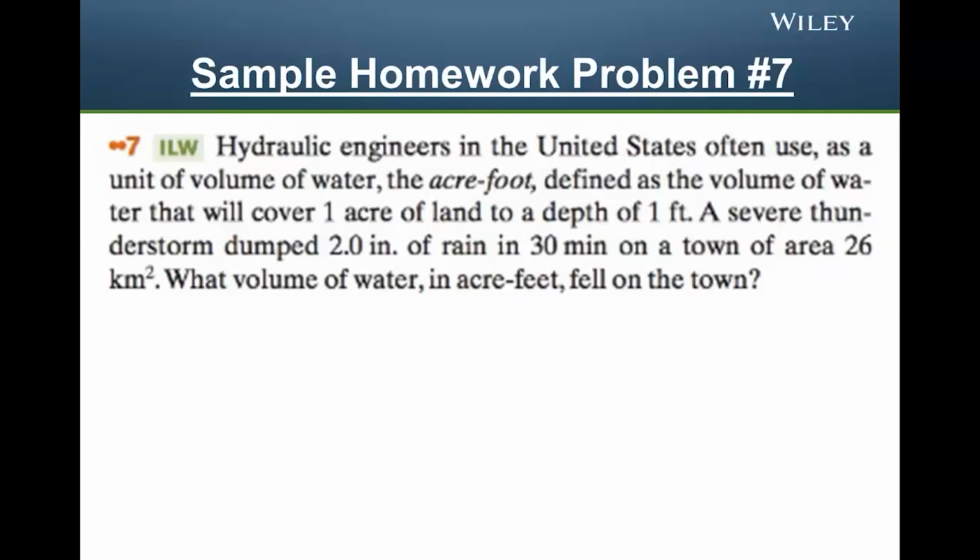Severe thunderstorm dumped 2 inches of rain. A severe thunderstorm, worthless. All you need to know is that we now have 2 inches of rain in 30 minutes. On a town of this, again, the town doesn't matter. You have an area of 26 kilometers squared. So if you get rid of most of these words, it's actually very short, and it's more or less like a regular problem. Some of the other word problems, as you go on, get more difficult and you have to kind of pay attention to them, but the words can throw you off a lot of times.